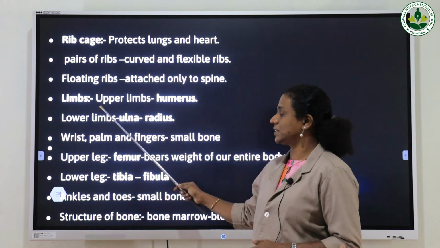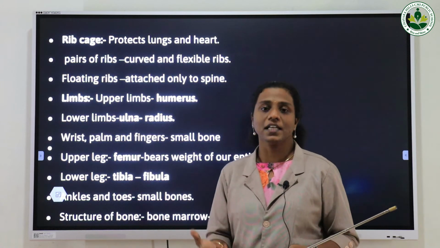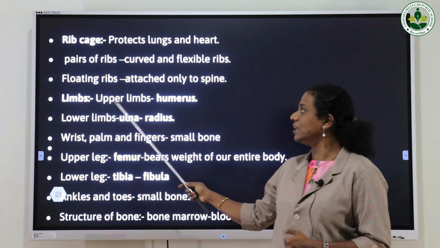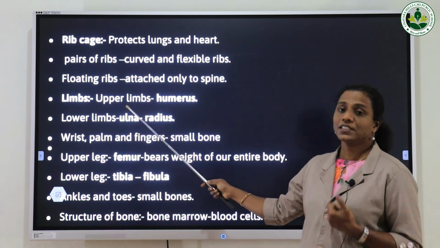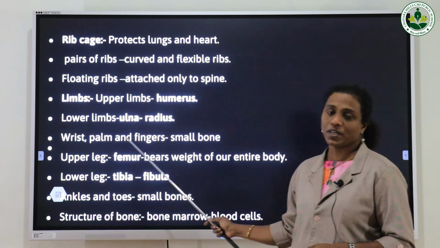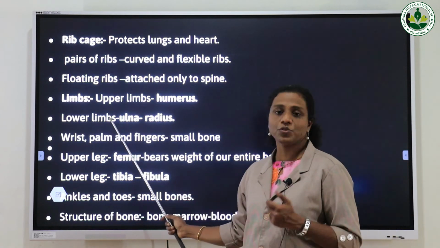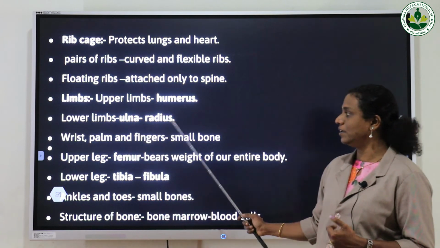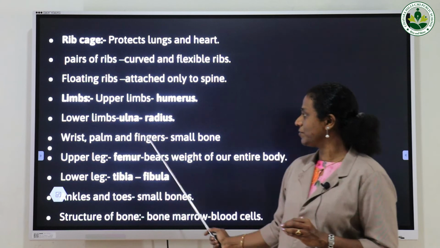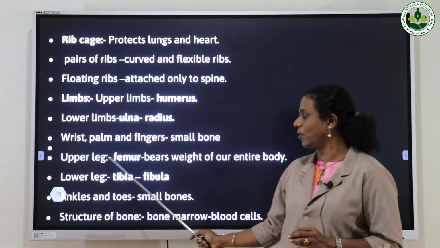Then we studied limbs. Limbs means the arms and legs together. 2 arms and 2 legs together are known as limbs. If you are considering the upper limb, the bone there is known as the humerus. And the lower limb contains 2 bones, known as ulna and radius. Then small bones are there in the wrist, palm and fingers.